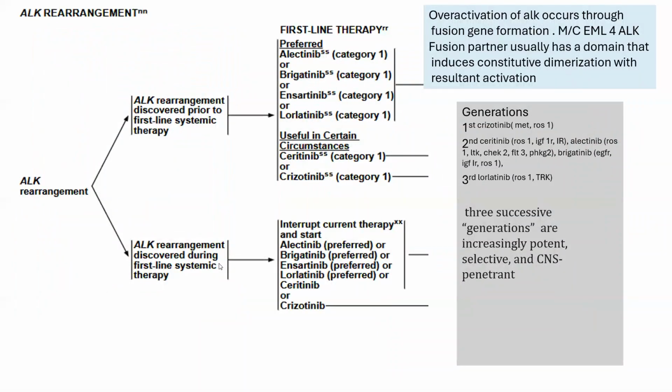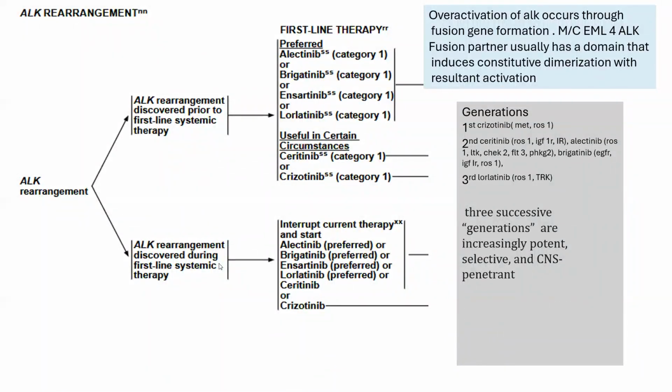So now we come to ALK rearrangements. For ALK rearrangements, the drugs are first generation, second generation, and third generation. Mainly there are 5 drugs for ALK gene rearrangements. In the first generation, we have crizotinib. Second generation, ceritinib, alectinib, and brigatinib, which is not available in India. Third generation, it's lorlatinib. All these drugs have different side effect profiles.